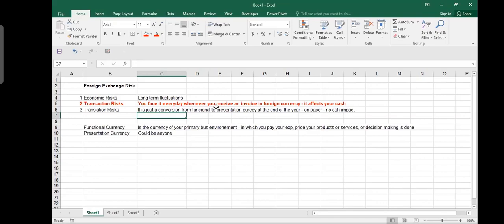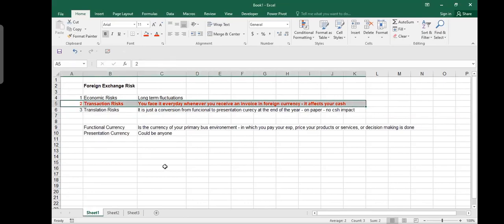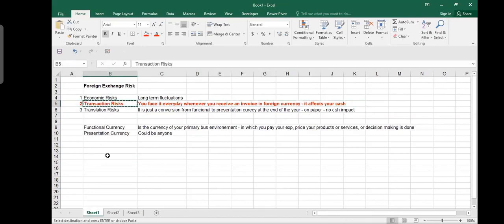What do I mean by cash impact? And by the way, we will only be focusing on transaction risks more because this is the topic which comes in exam more. And let me show you how transaction risk works.